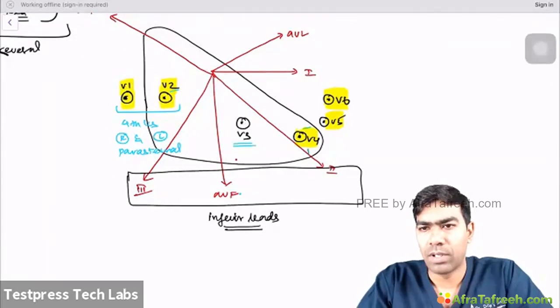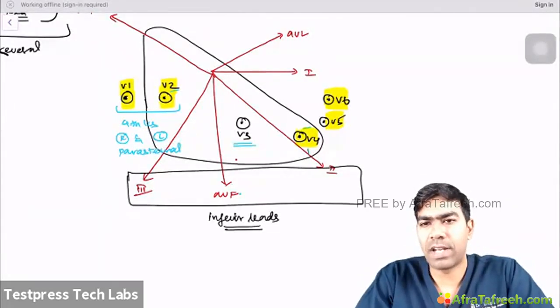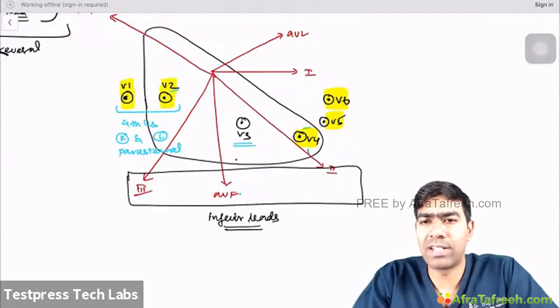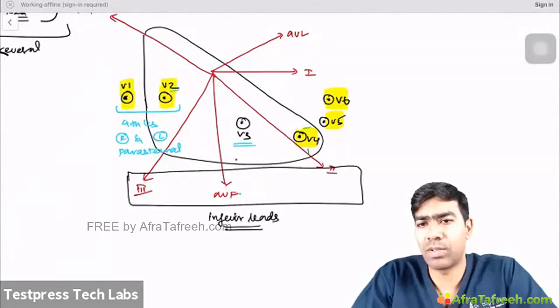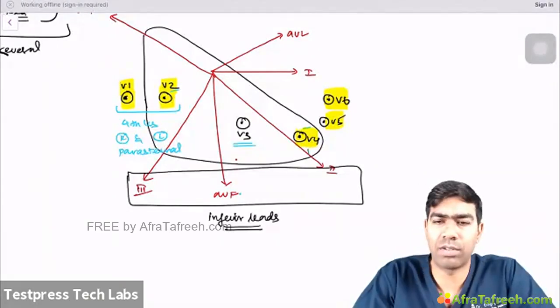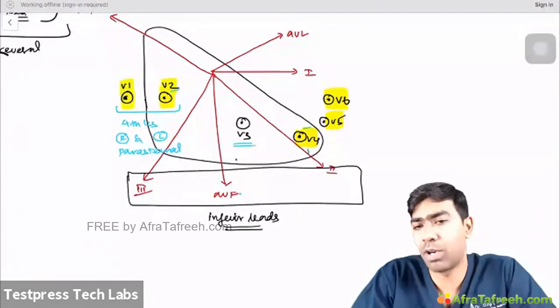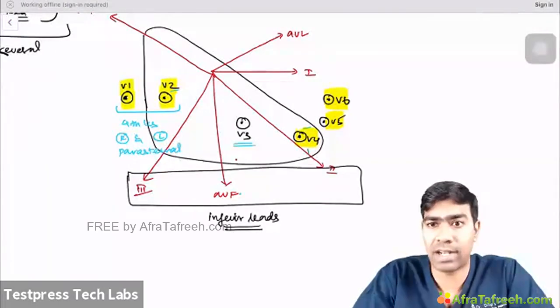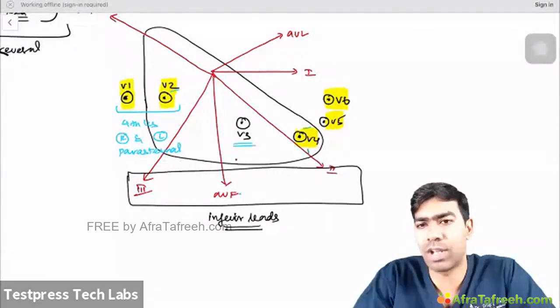Clear? Yes, leads can be placed anywhere. You can even place the leads directly over the heart. It's not like you can place them only 20 centimeters away from the heart. If you can place in a proper location, you can even place the leads directly over the heart also. So it's not like you cannot place a particular lead.